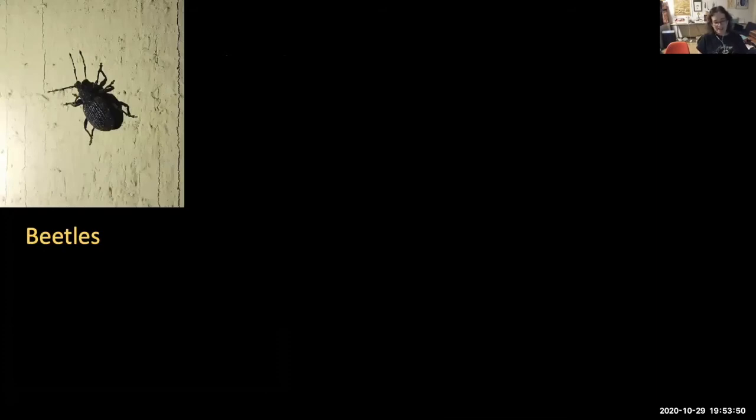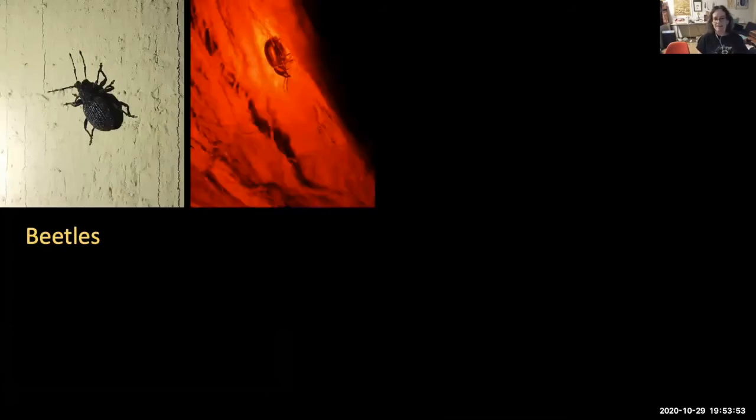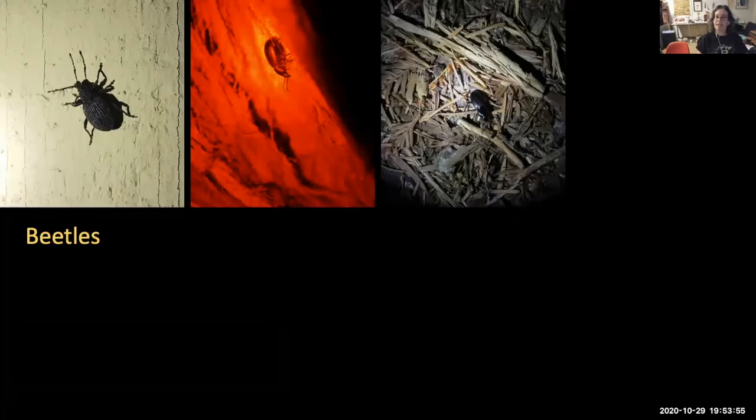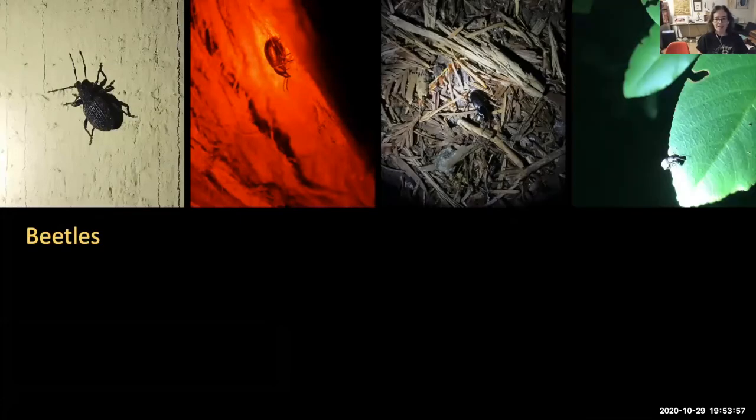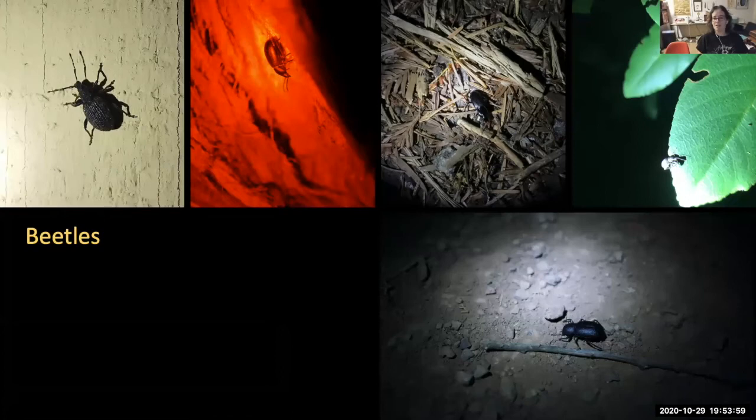Okay, and then another group of insects we might see at night are beetles. Many different kinds of beetles from different families. I mean, beetles are the largest group of insects, or organisms in general. They're very diverse, and there are many different families. So they go out at night, again, looking for food or for a mate.